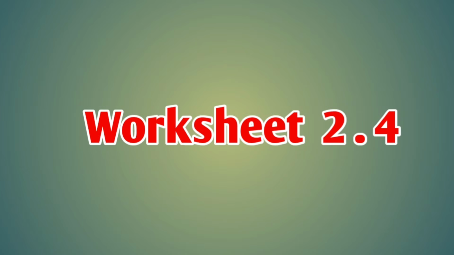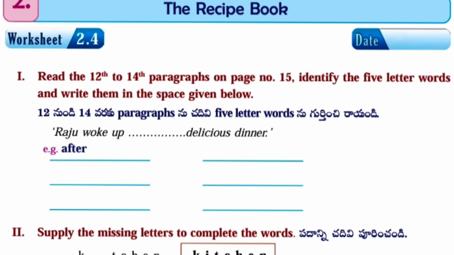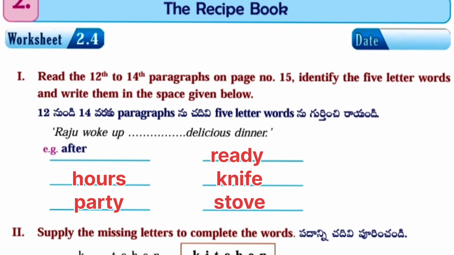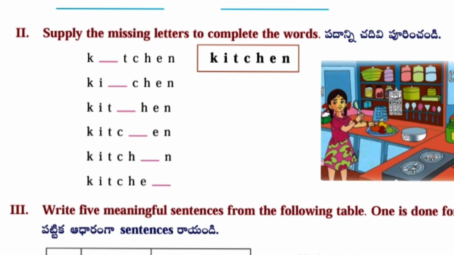Next, worksheet number 2.4. Read the 12th to 14th paragraphs on page number and identify the 5-letter words and write them in the space given below. Here we have to write 5-letter words from paragraph number 12 to 14. After, hours, party, ready, knife and stove.